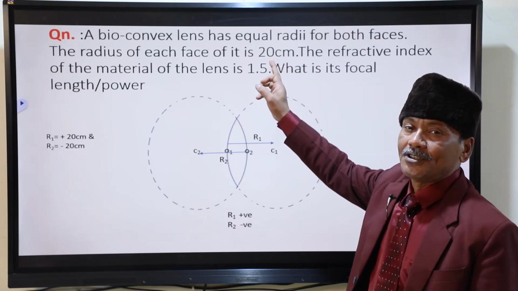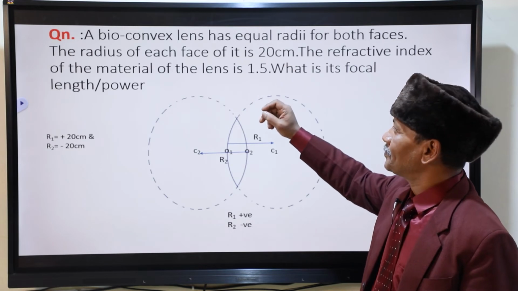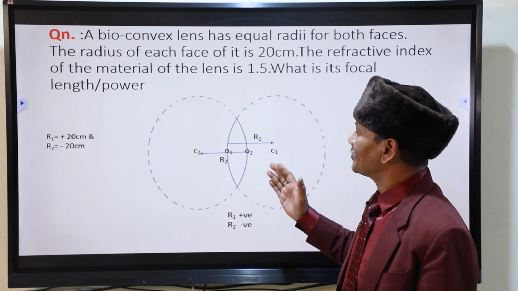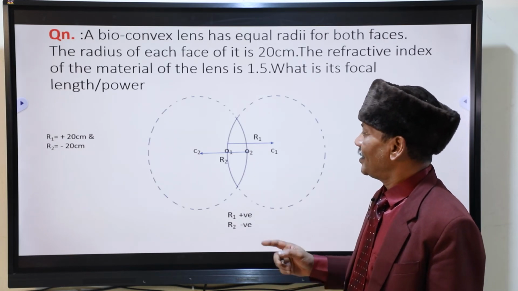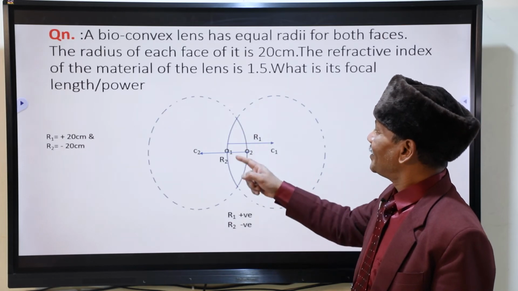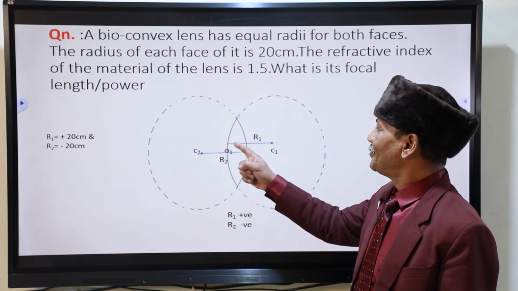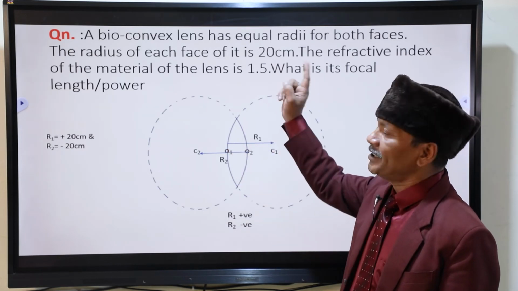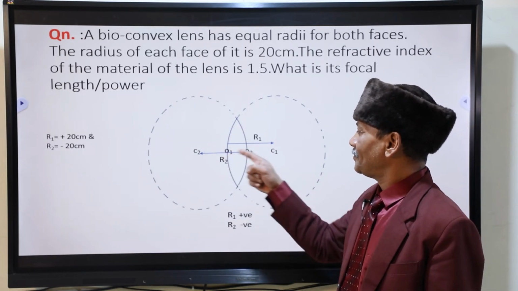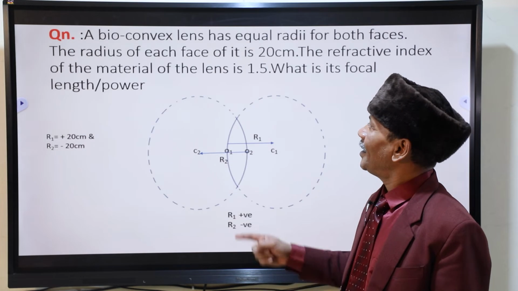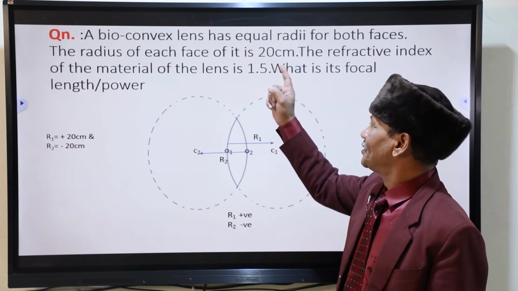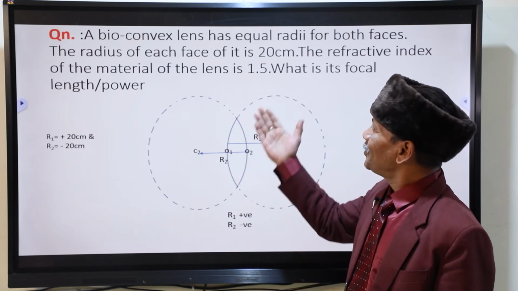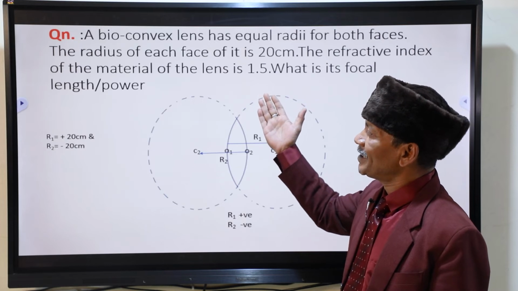Your answer comes out to be 1 by f is equal to 0. We do commit the same mistake in solving these questions. Here you see, this is the biconvex lens. What I said, R1 is positive for this, O1 to C1, R1 is plus 20, R2 in this direction, R2 is minus 20. When you put R1 plus 20, R2 minus 20, mu is 1.5, simply you put, you will get the answer.